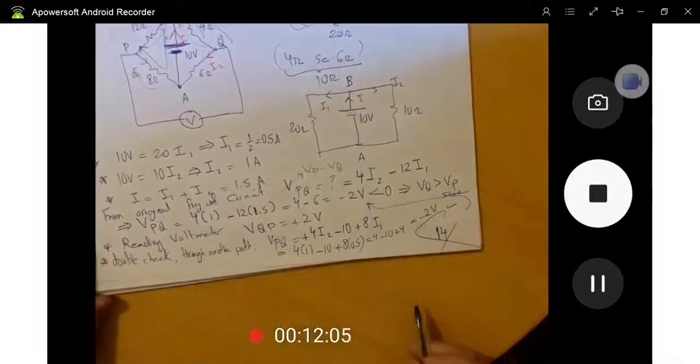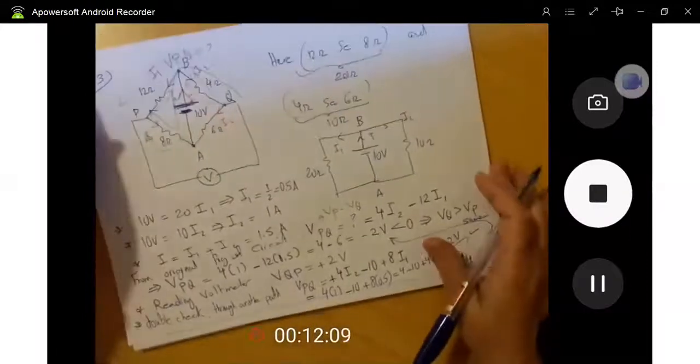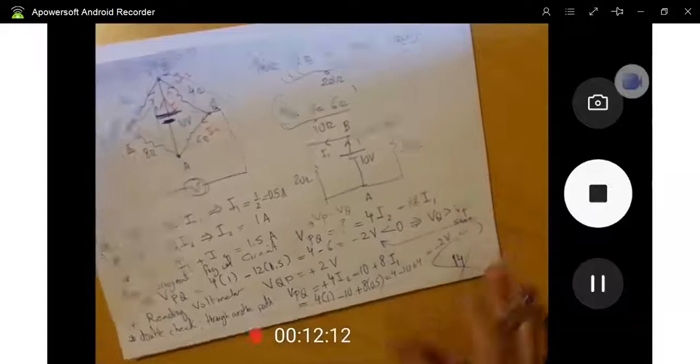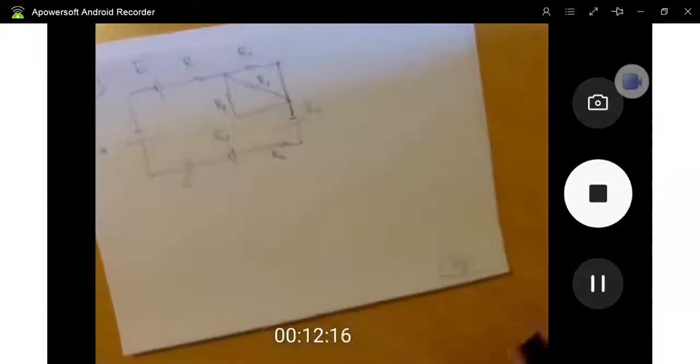Okay, fine, guys. So through any path, I'm able to find the potential difference and find what I'm interested in. This is a very quick example.